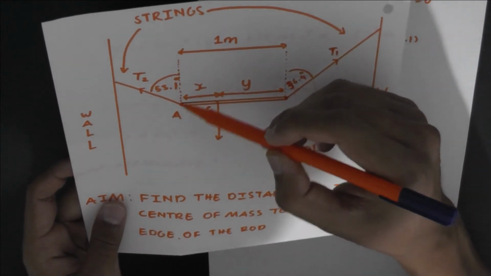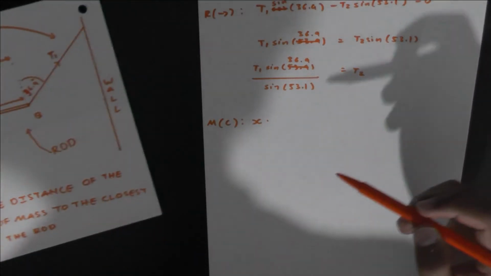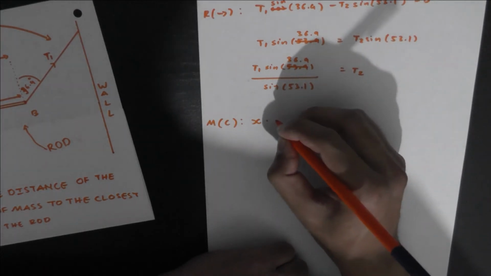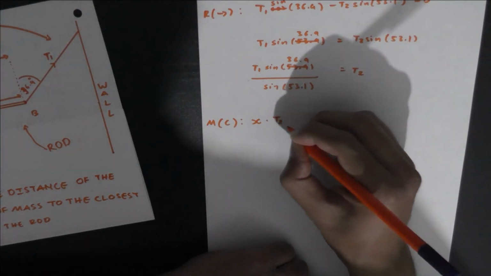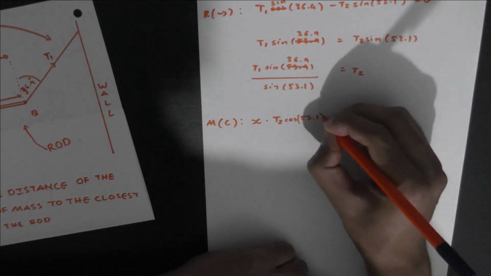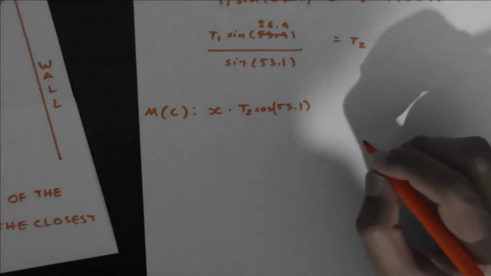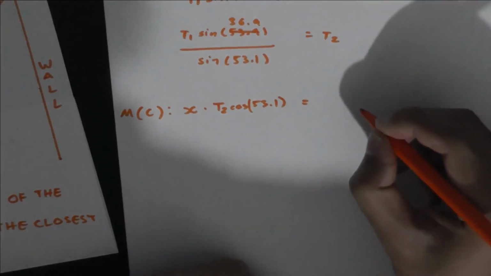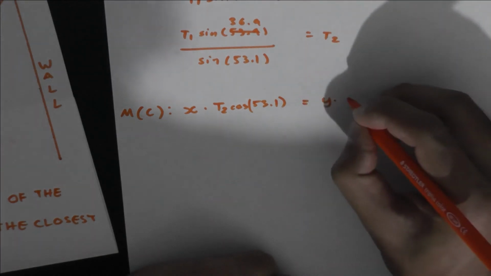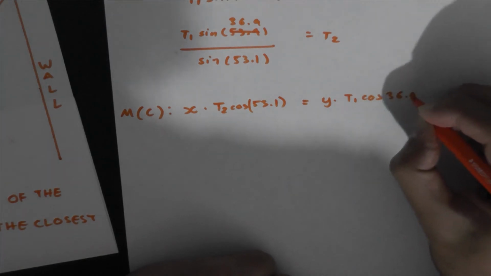We only have to worry about the vertical component of the tension on both of these sides. So x times T2 cos 53.1, and we have that equal to y times T1 cos 36.9.